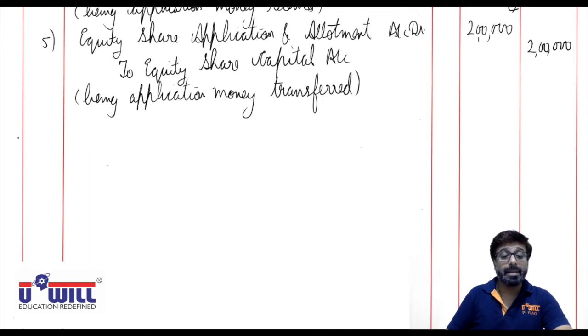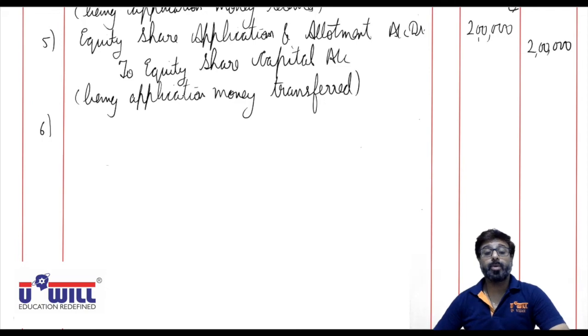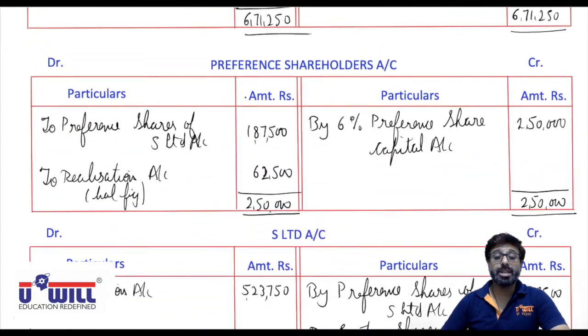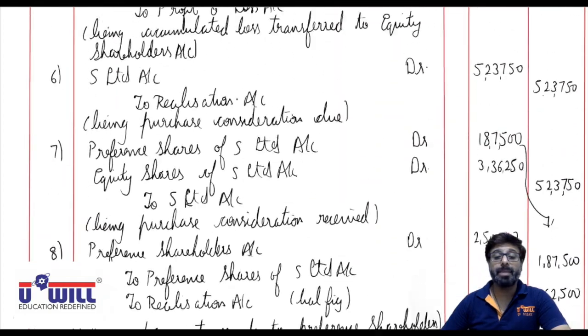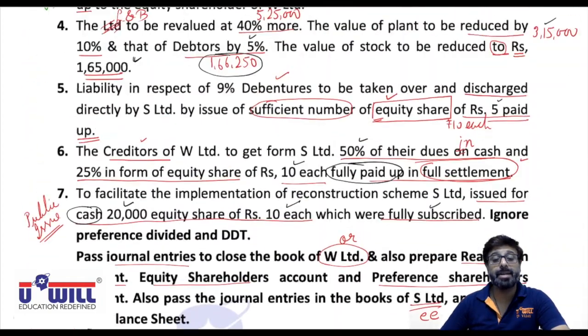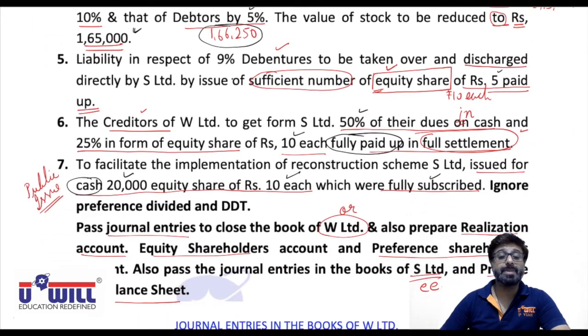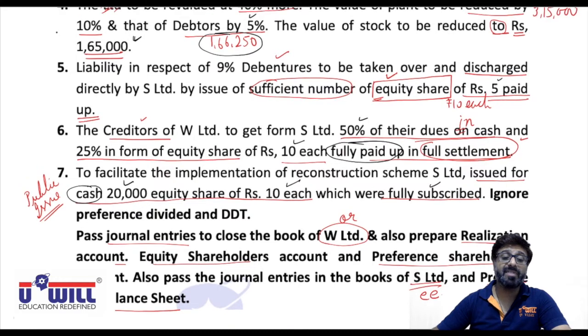Next, public issue is done. Now, liquidation expenses are not given in the question. No liquidation expenses of W Limited are mentioned to be paid by S Limited. Okay. Establishment, registration, and other expenses are also not there. Settlement of liabilities. Fifth and sixth both are settlement of liabilities.